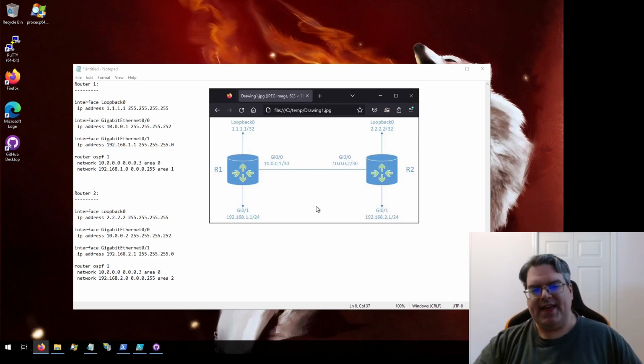So you can see that we're basically telling it what this network is, and what area it's a part of. Cool. You cannot make a network part of 2 different areas, because it just doesn't work that way.